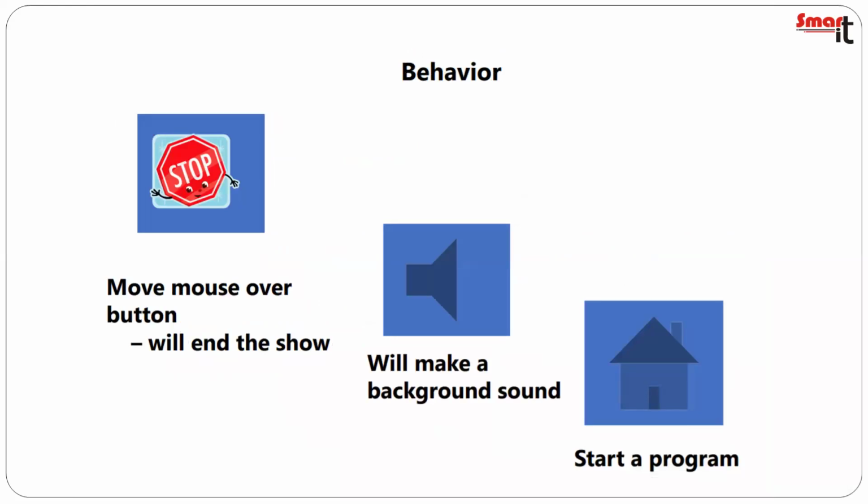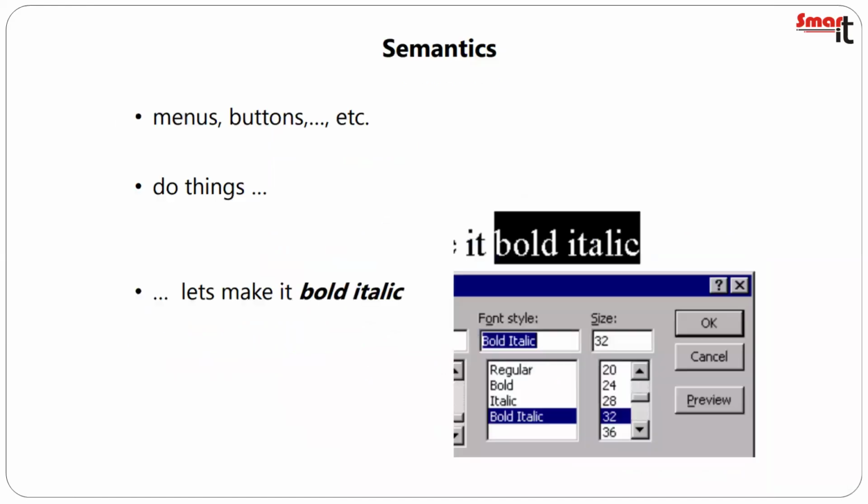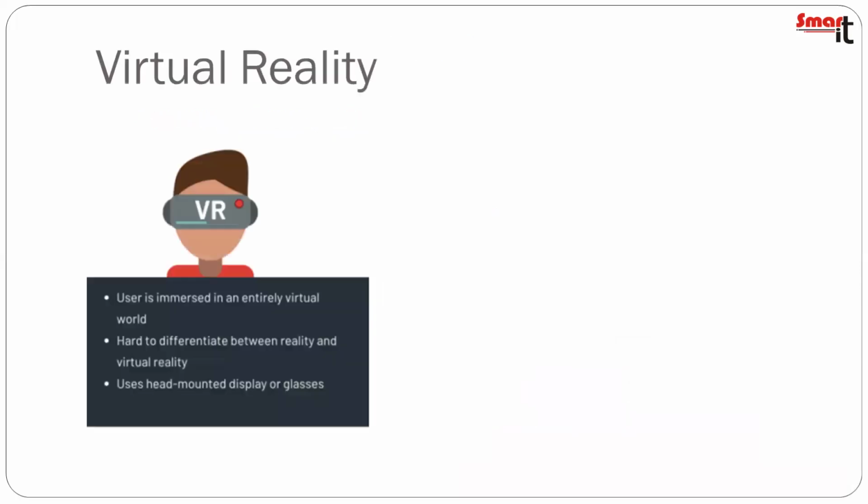Dialog boxes we can see, and the behavior actions. You can see some metaphors to start a program, background sound. Those things are also controlled with behavior options like this. And semantics also plays an important part. What is meant by semantics? Semantics means the text, the strings, the wording simply.